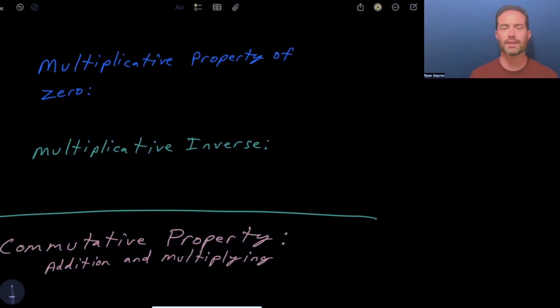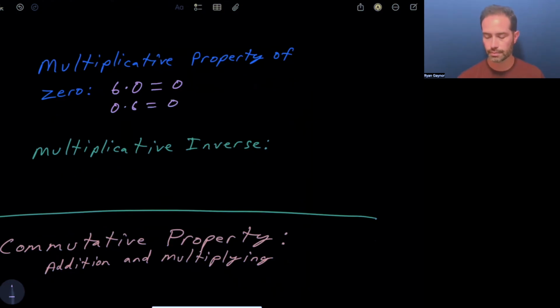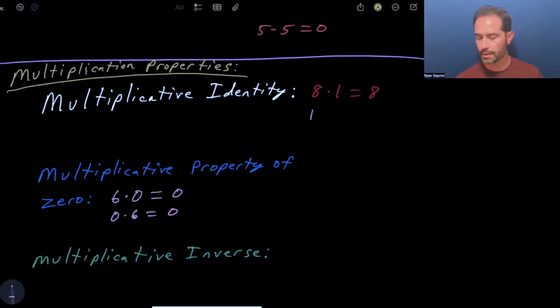All right, so what does that mean? Well, for any number times 0, the answer will just be 0. So let's do an example. Here we go. 6 times 0 equals 0. And of course you can go the other way, right? So 0 times 6 equals 0. By the way, same up here. If I went 1 times 8, that would still be 8.